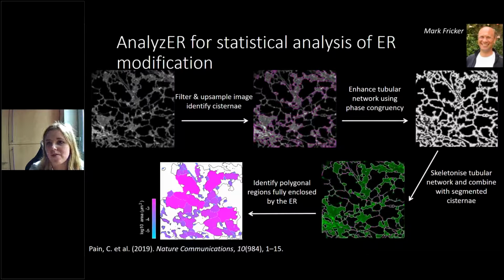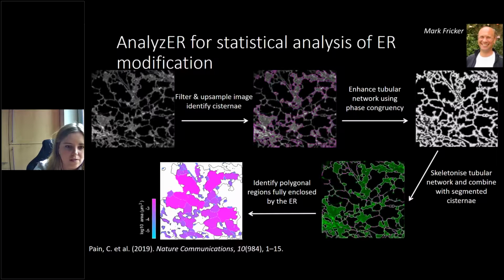Once we've enhanced our tubular network, we can skeletonize it and run a single pixel wide skeleton along each identified tubule. Then we can take the negative image of our tubules plus our cisternae to give us the polygonal regions. These are highlighted in pink down in the corner. These are the areas of cytoplasm enclosed by our ER network, the negative image of it, and help us get a full, complete picture of what's going on with our ER structure.